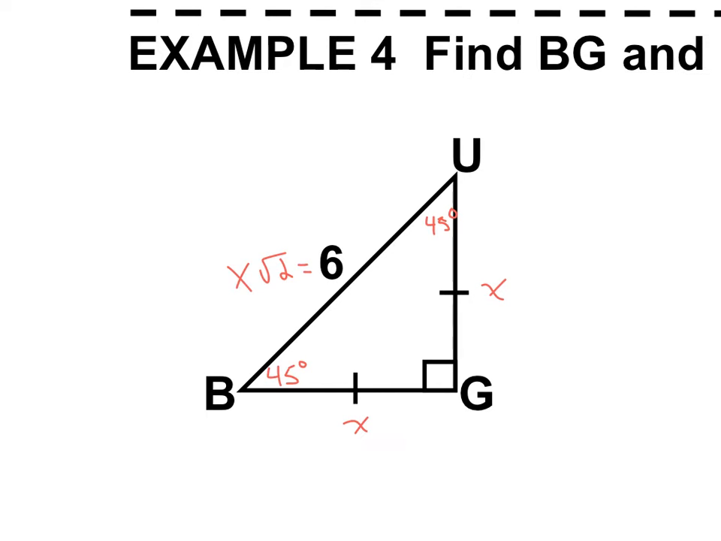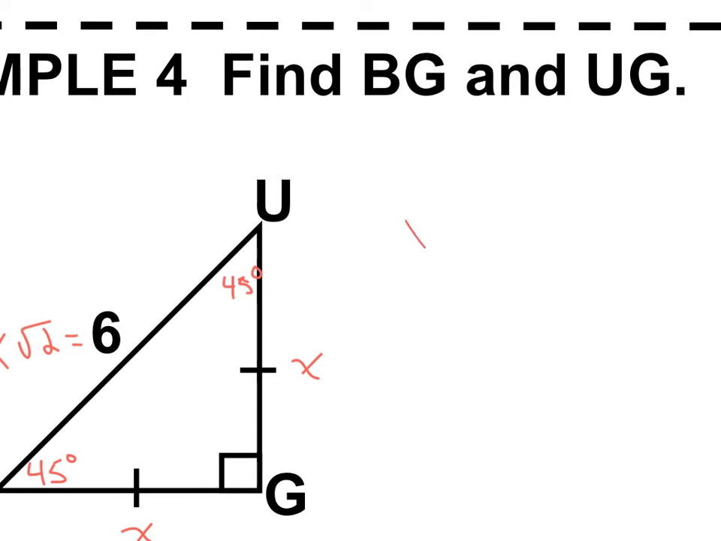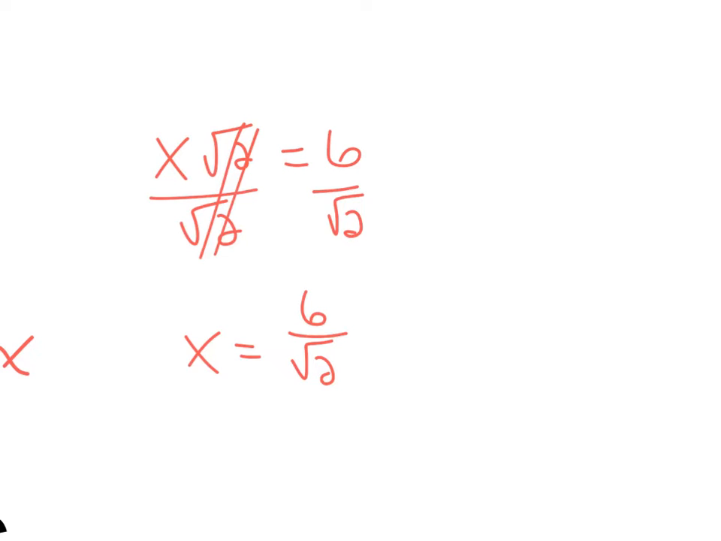But this time they gave us this side as a whole number, so we have to do a little bit more legwork. I know that x square roots of 2 equals 6. So I can divide both sides by the square root of 2, but then that presents us with our problem that we have a radical in the denominator. So we're going to fix it, again, by multiplying by our clever form of 1, the denominator over the denominator, or the square root of 2 over the square root of 2.